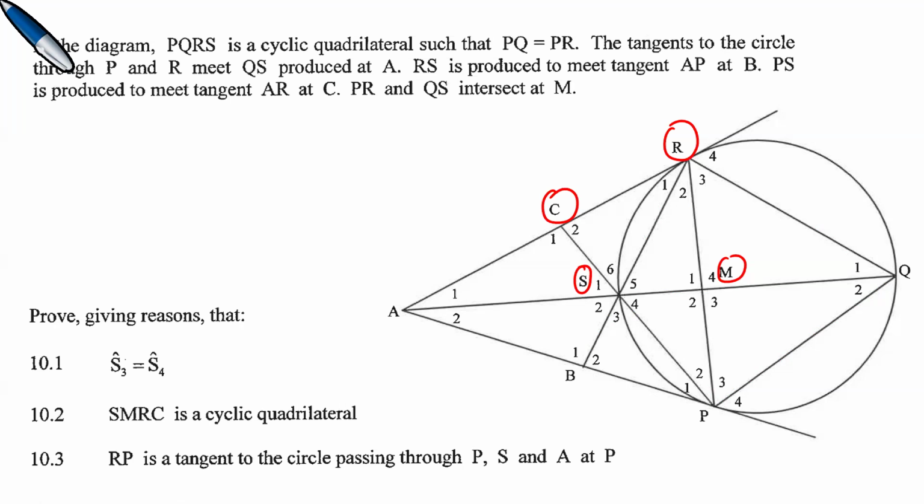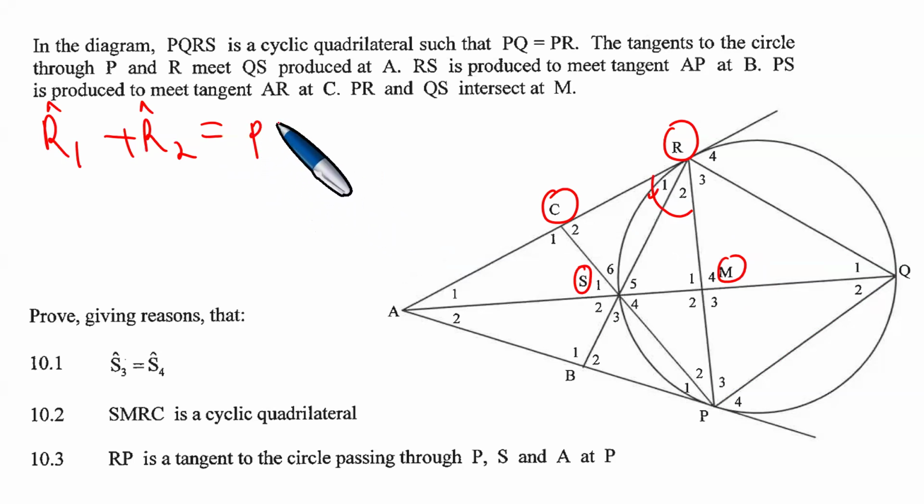Now, there are a couple of things that are very important. If you look at this, you're able to see that angle R1. Okay, now to prove that SMRC is a cyclic quad, first and foremost, we take angle R1. If you add angle R1 to R2, we are able to agree that this angle here is equal to angle PQR. Why? Because of what we call the tan-chord theorem.